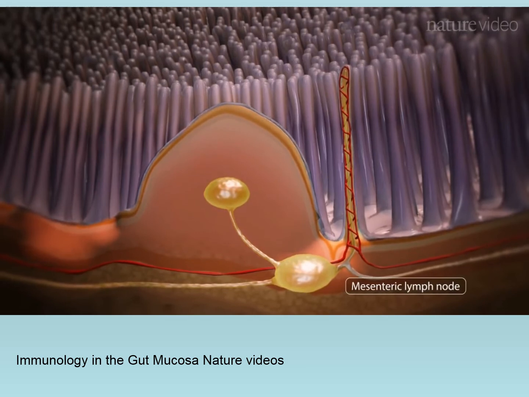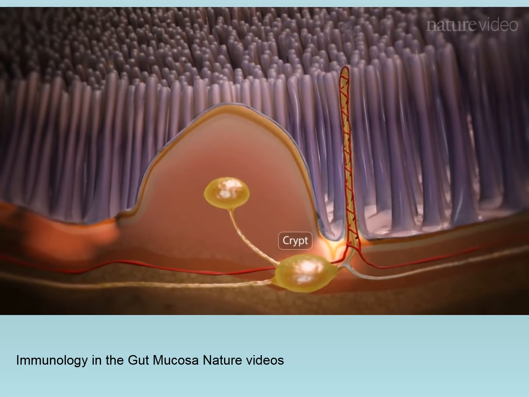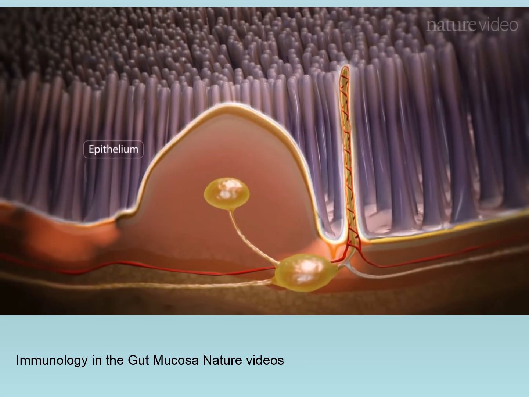Within the villi is a network of loose connective tissue called the lamina propria, and at the base of the villi are the crypts, which host stem cells that replenish the epithelium. Finally, the epithelium, together with its thick overlying mucus, forms an important barrier against microbial invasion.